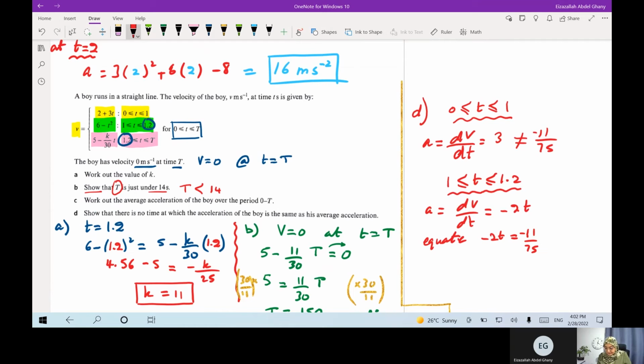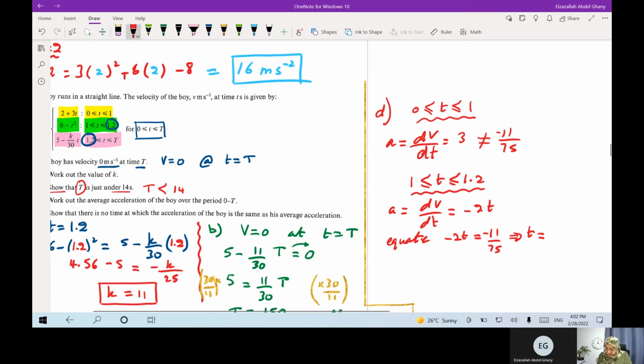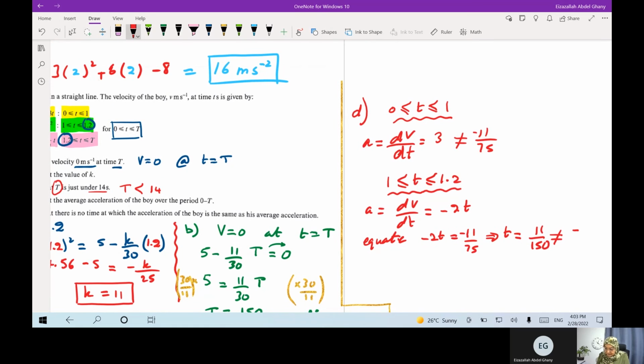And then find t. T will be negative 11, it's already on the calculator, on the display, divided by 2. It will be 11 over 150. If you need to find it in decimal, it is 0.07, which is not equal also to negative 11 over 75. Actually, it's positive. And the one we found as average is negative.